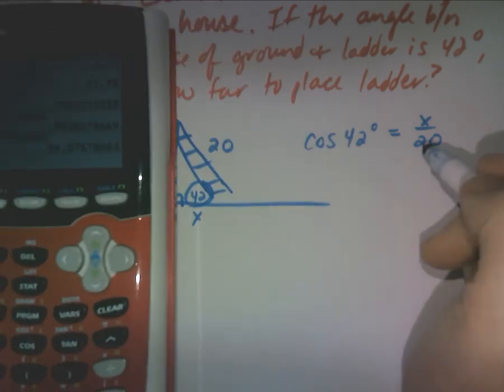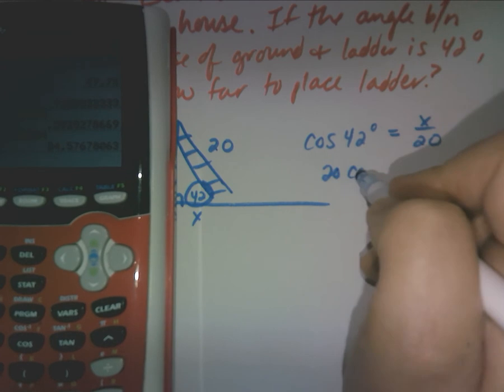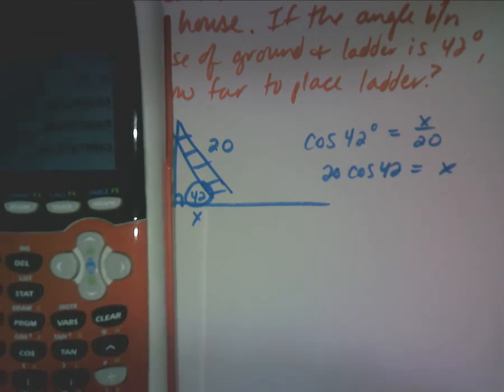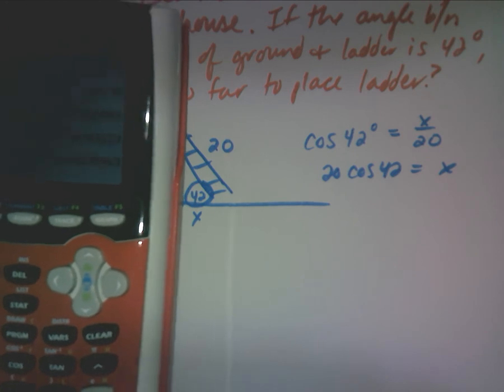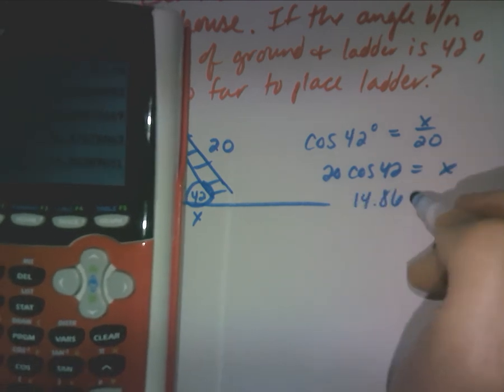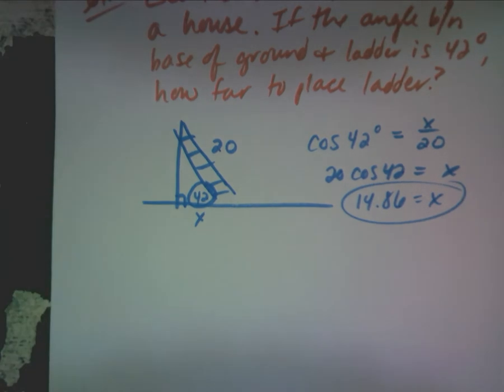And then you would just solve, you multiply by 20. So it's 20 cosine 42. You can leave your answer like that. But the exact answer would be, well, let's see, 14.86. That's how far he would have to move it. Okay.